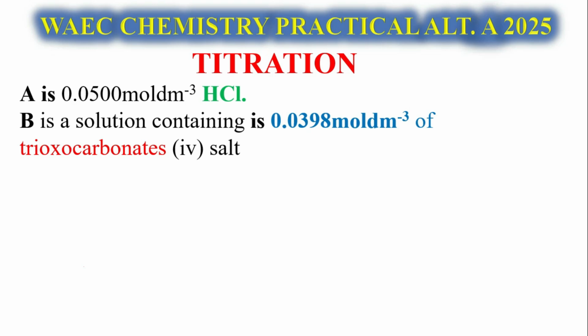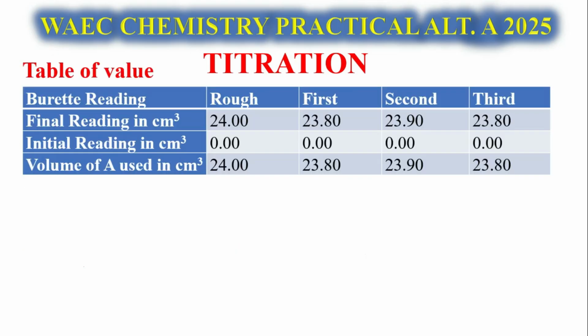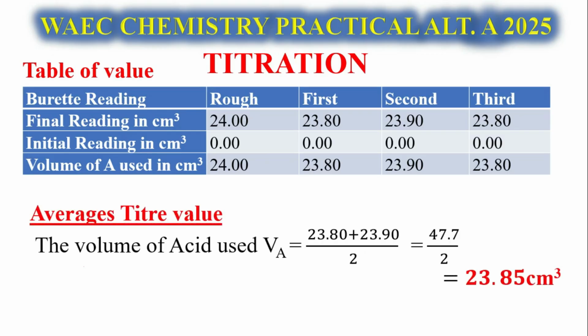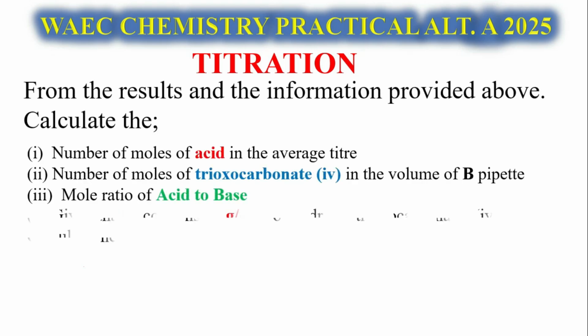But in this question, the examiner is going to give you a kind of twist to the question. Okay, as a smart student, you are not expected to be exposed to the acid and base. Please take note. So don't go and write a balanced chemical equation here because you are not given anything of such. So put A into the burette and titrate against B, the same procedure. Then you have your table of values, which is what we have been using at that 23.85. Let's look at the expected questions from this particular question.